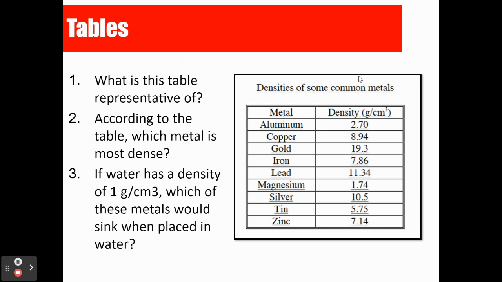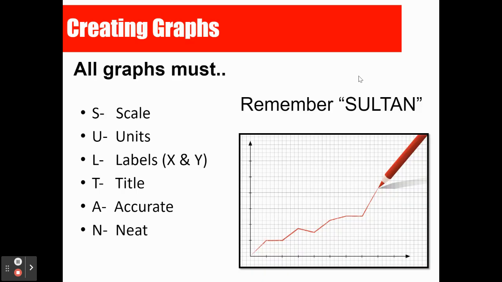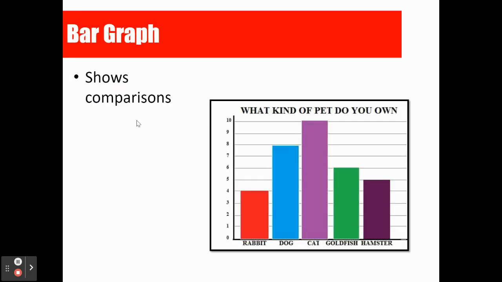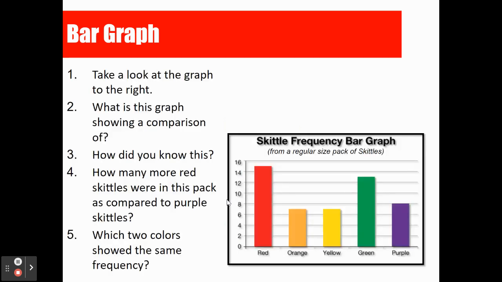Always label your graph with a title. In fact, here's what you should do. It's a silly acronym, but SALTAN is something you can use. We need to make sure that our scale is consistent. I'll go back. You see how this is done in 1, 2, 3, 4, and this is done in 2, 4, 6, 8.